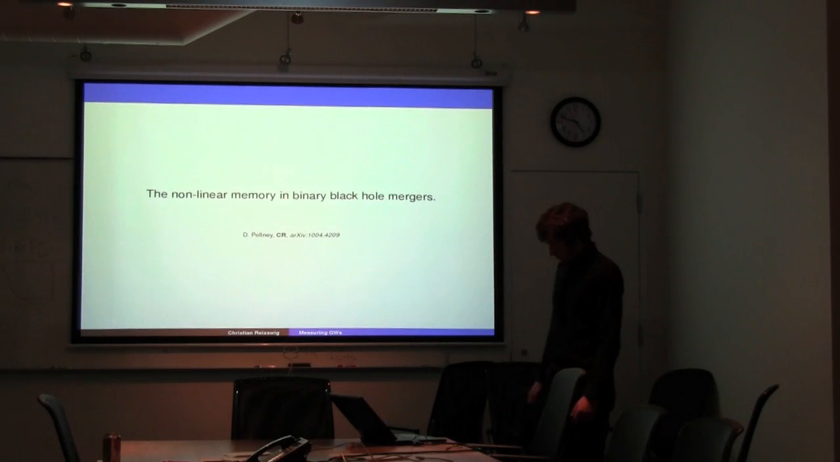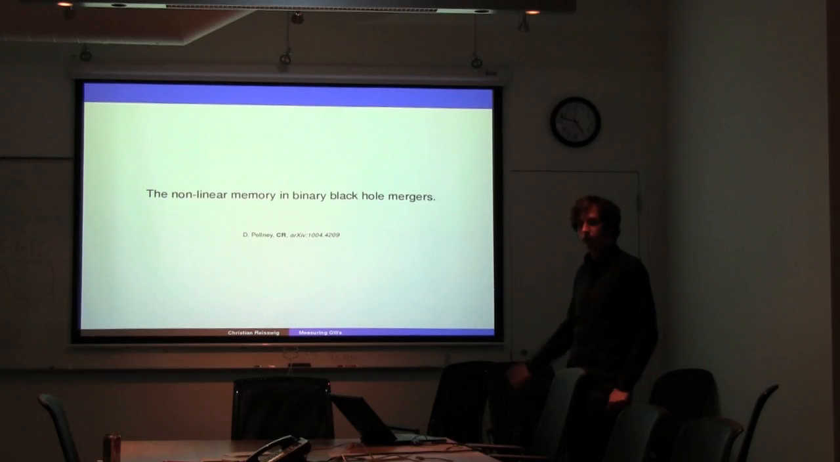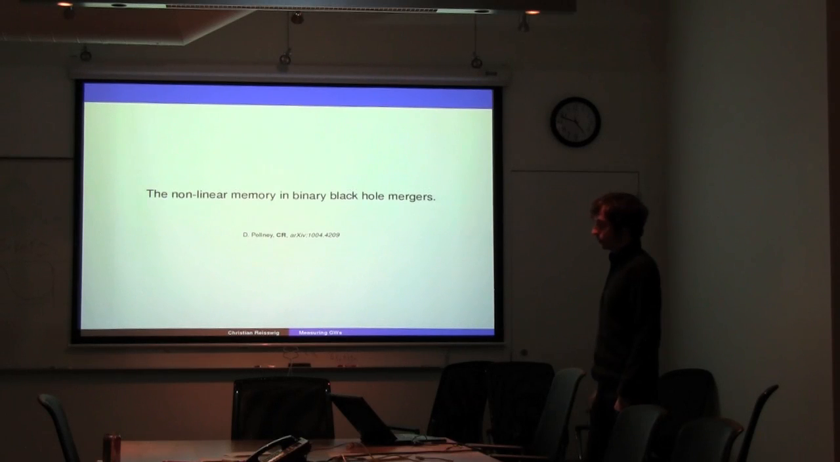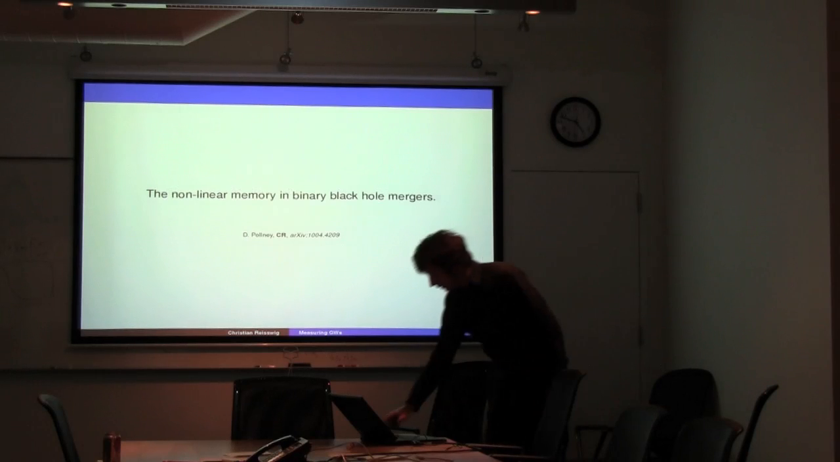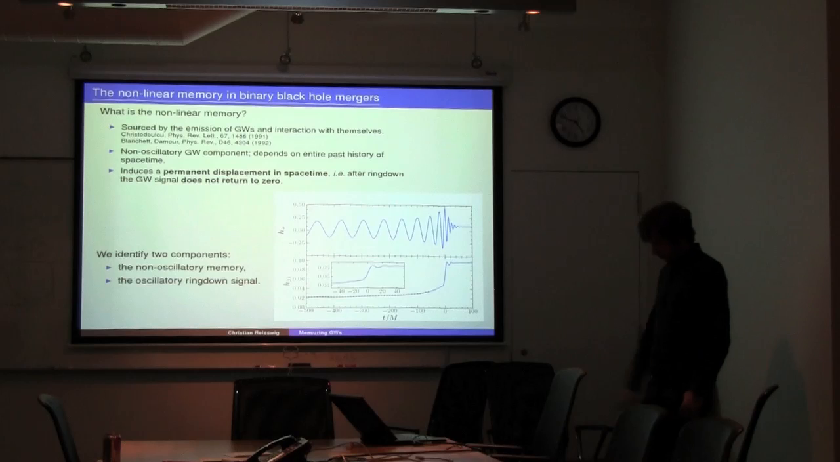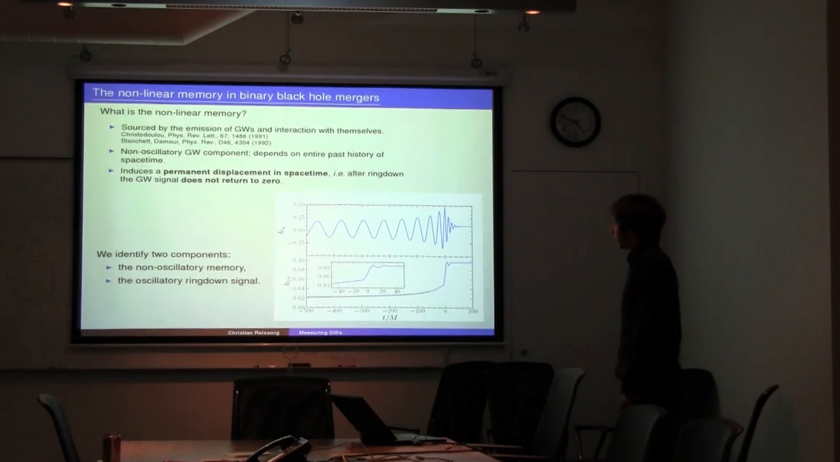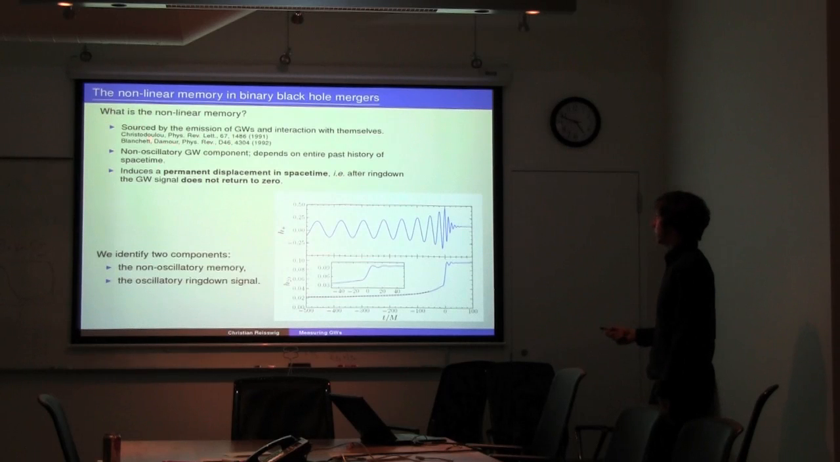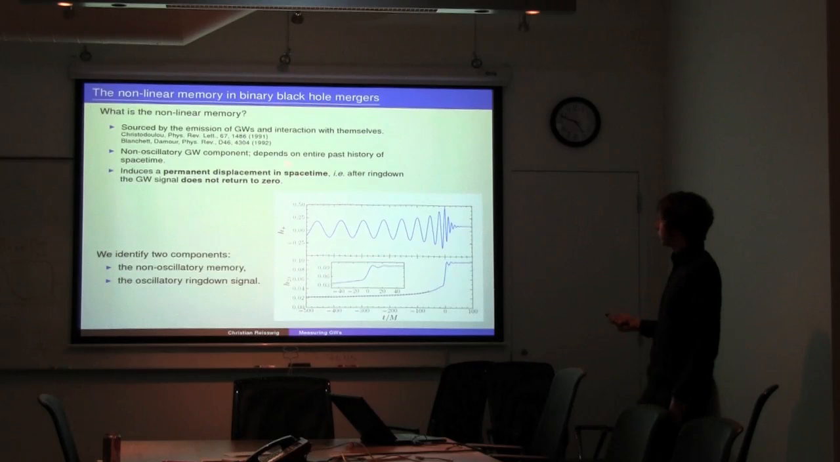So we have then applied this code, the multi-patch code, and the CCE extraction technique to actually get a measure of the nonlinear memory in binary black hole mergers. And the memory effect is sourced by the emission of gravitational radiation, and especially the interaction with themselves, first described by Christodoulou in 1991 and by Blanchet and Damour independently in 1992.